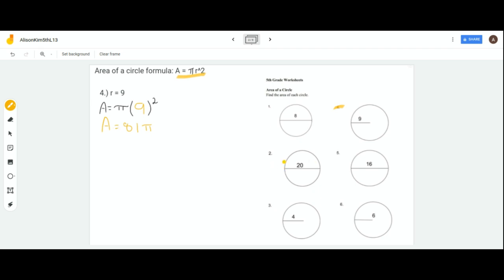Now for these expressions with diameter, in order to plug it into the given area of a circle formula, you just need to divide it by 2, because the radius is half of a diameter, okay?